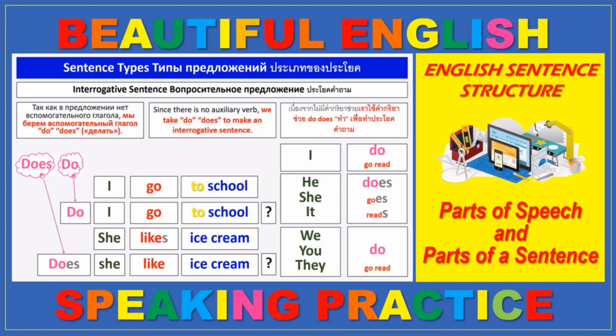English sentence structure. Parts of speech and parts of a sentence.